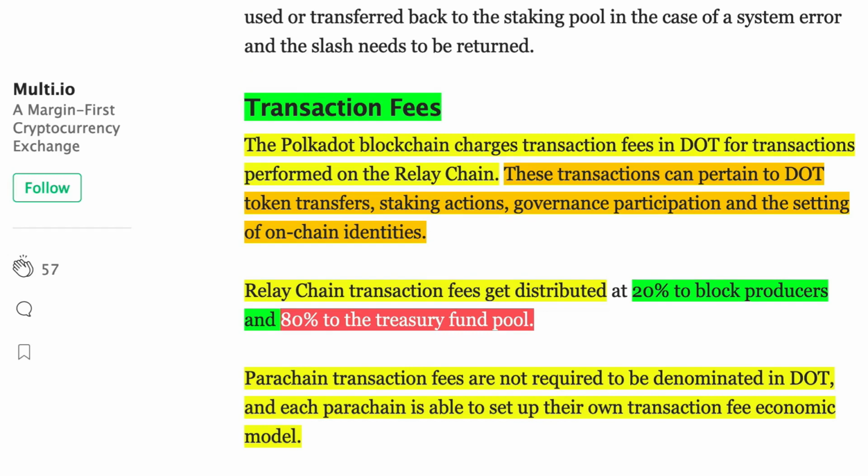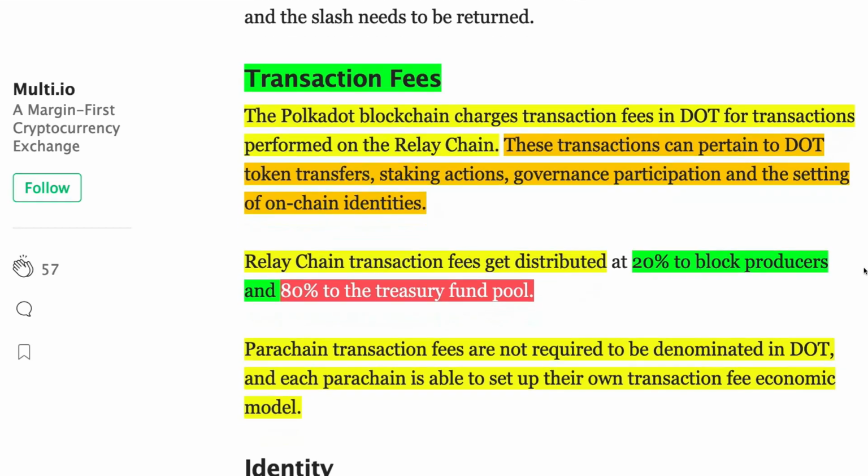Now, this is interesting. The relay chain transaction fees get distributed at 20% to block producers and 80% to the treasury fund pool. So this is huge. This treasury fund pool, as we will learn shortly, is a huge boost for incentivizing new projects to join the Polkadot ecosystem. So the fact that so many of these go to the treasury fund pool really means that this is a great way to build Polkadot and to incentivize lots of people to join it.